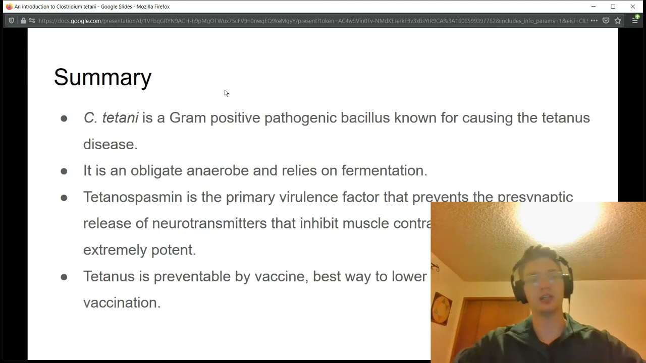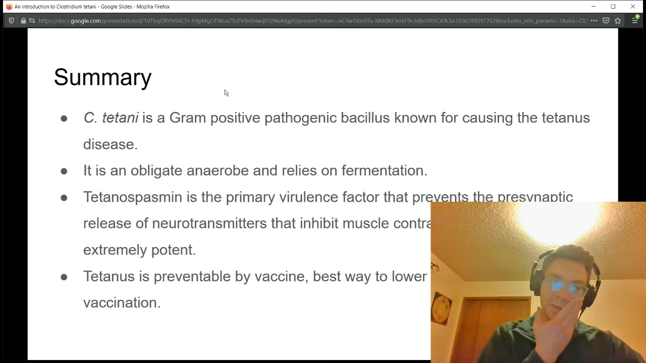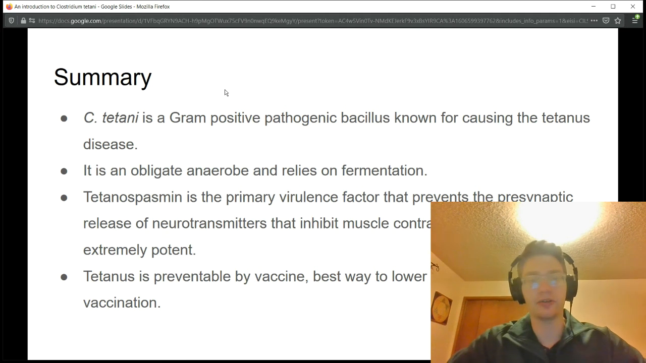In summary, Clostridium tetani is a gram-positive pathogenic bacillus known for causing tetanus disease. And it's an obligate anaerobe and relies on fermentation. Tetanospasmin is the primary virulence factor, and this prevents presynaptic release of neurotransmitters that inhibit muscle contraction. And this is also an extremely potent toxin. Tetanus is prevented by vaccine, and the best way to lower cases is through vaccination.